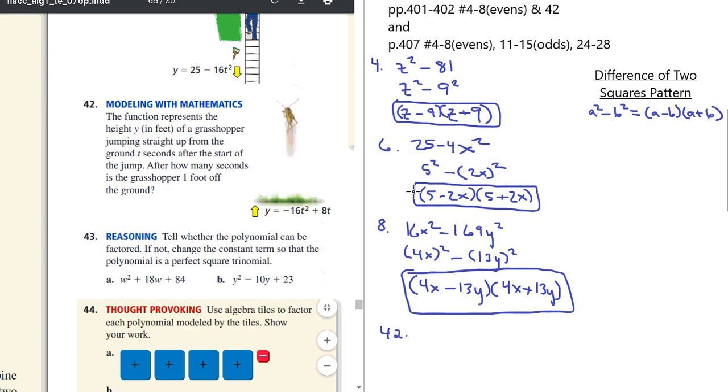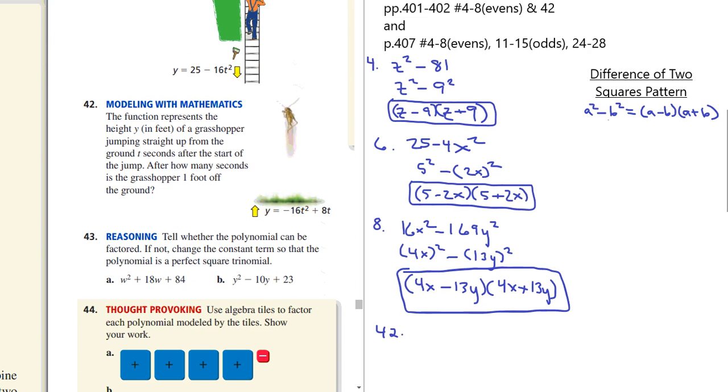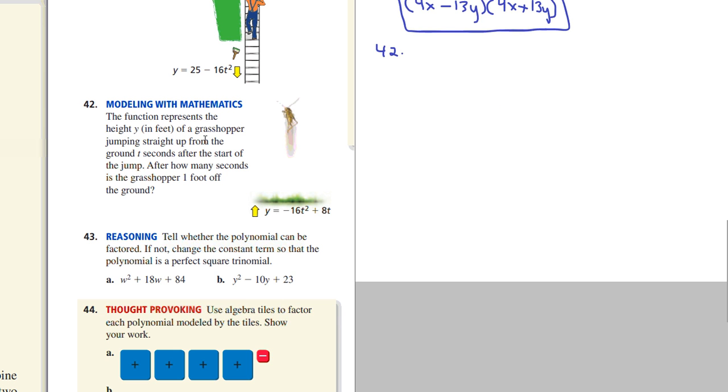Number 42, the grasshopper problem. So on 42, what we're going to have to do, it says this function right here represents the height in feet of a grasshopper jumping straight up from the ground t seconds after the start of the jump. After how many seconds is the grasshopper 1 foot off the ground? All right, so we're given an equation. Now it says after how many seconds is the grasshopper 1 foot off the ground? And y is the number of feet. So if y is the number of feet and we want to know after how many seconds, we want to solve for t. When y is 1, we just plug in 1 for y.